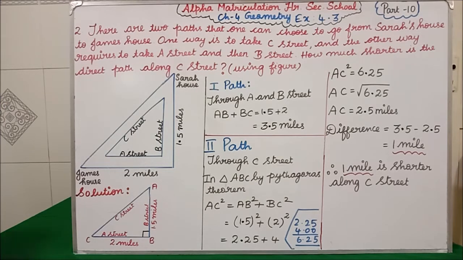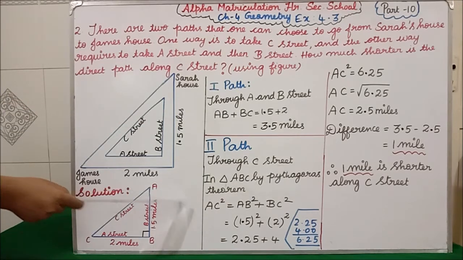First path we are traveling through A and B street. A and B street means what? This is A street, we are traveling 2 miles, and then we are going to B street 1.5 miles. So which means what? We have to add AB plus BC, isn't it? So I have added AB plus BC.